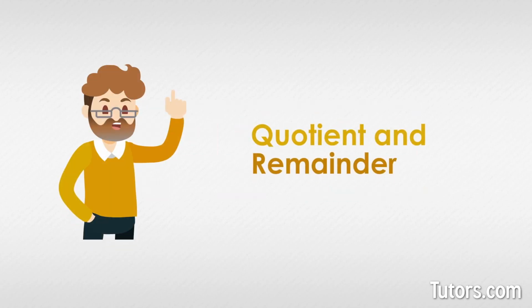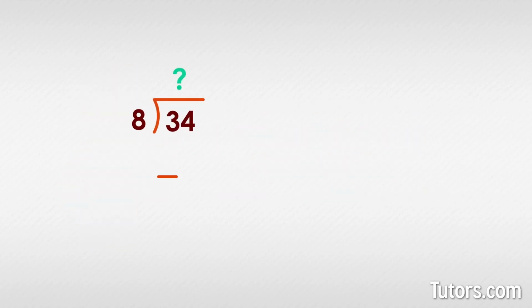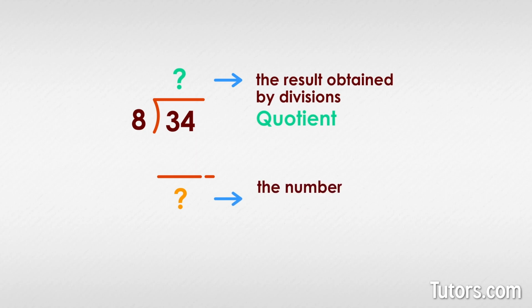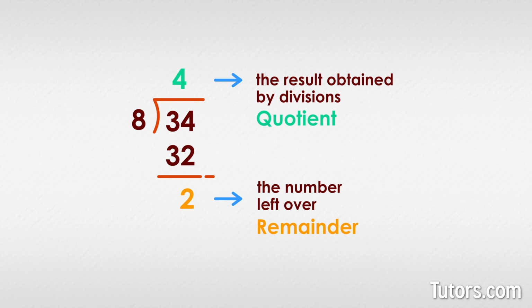Quotient and remainder. When you compute the quotient in division, you may end up with a remainder. The result obtained by division is the quotient, and the number left over is the remainder. Here was a quotient example with a remainder. 34 divided by 8 equals 4 is the quotient, and 2, which is the remainder.